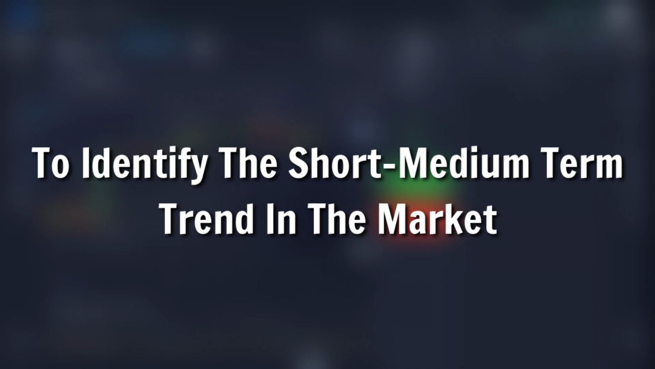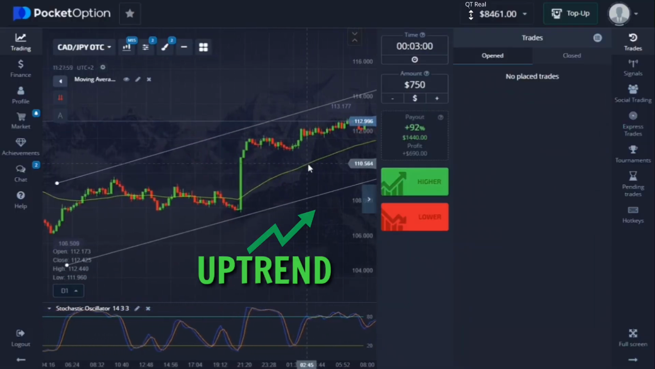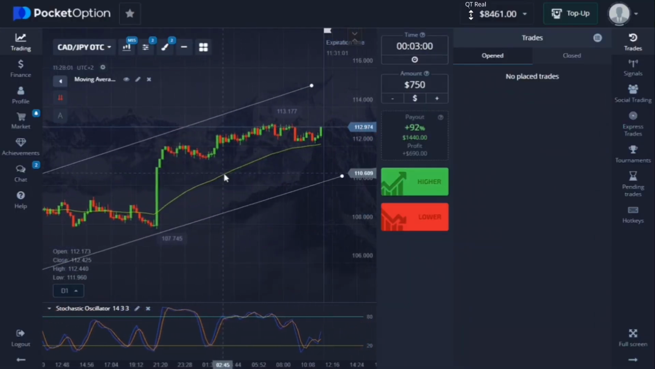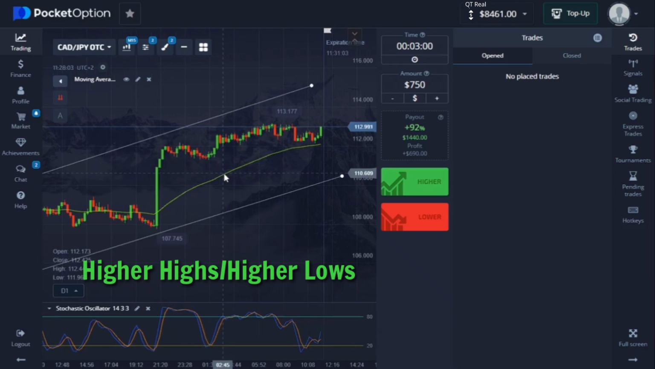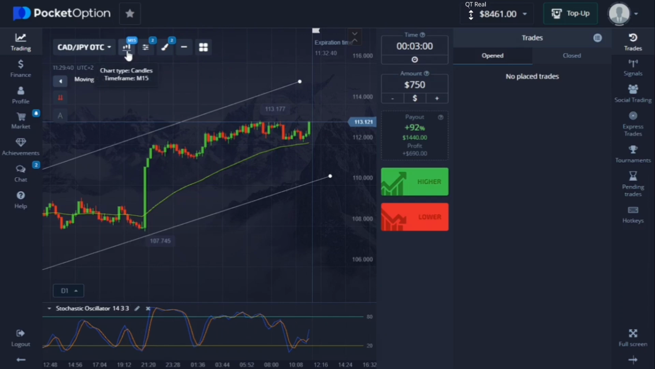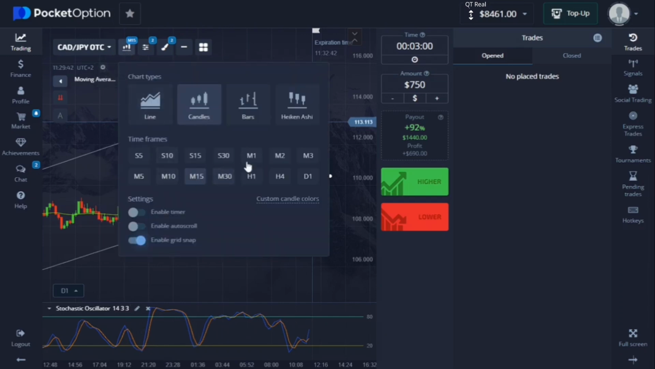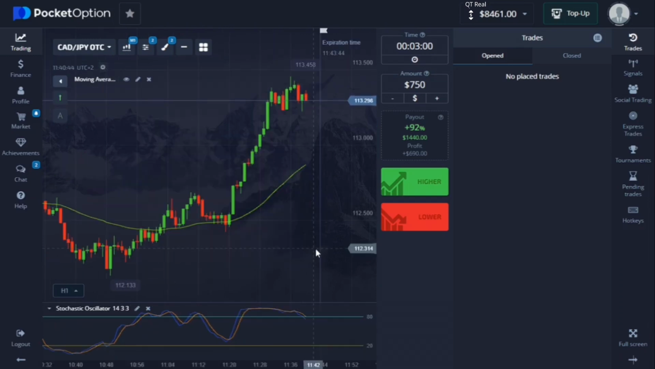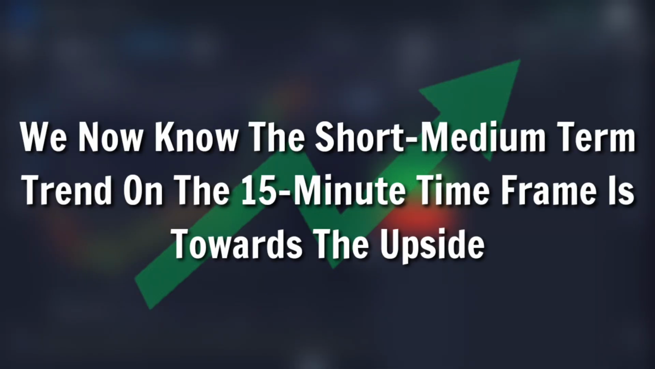For this strategy, we're going to be using the 15-minute time frame to identify the short to medium term trend in the market. In this case, as you can see, CAD JPY is clearly in an uptrend. Why? Well, the price is creating higher highs and higher lows. Because CAD JPY is in a short to medium term uptrend, we'll be focusing on opening buy positions only. Once you've identified the short to medium term trend in the market, we're going to go ahead and switch back to the 1 minute time frame. So we are back on the 1 minute time frame, and we now know that the short to medium term trend on the 15-minute time frame is towards the upside.